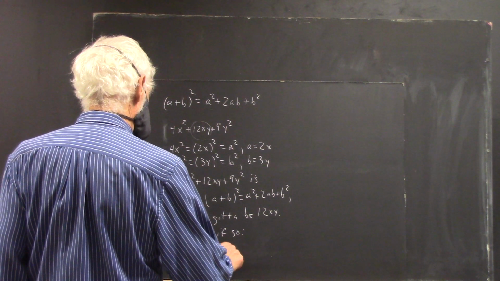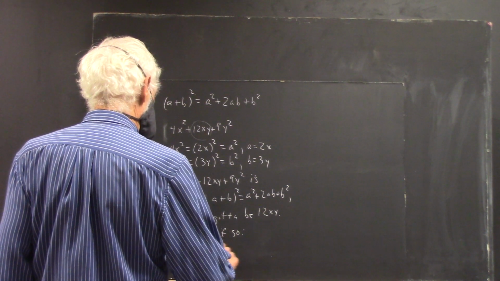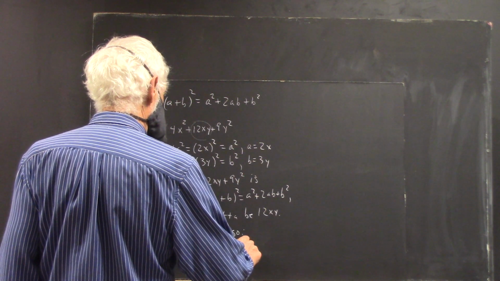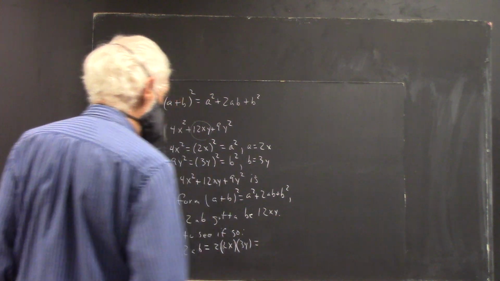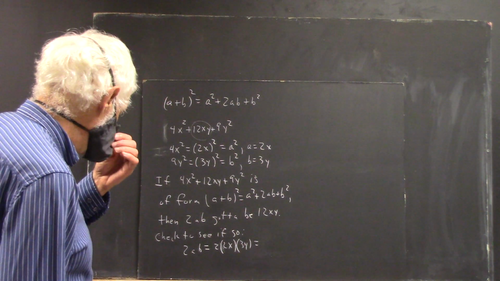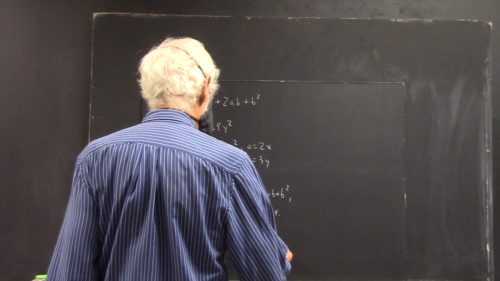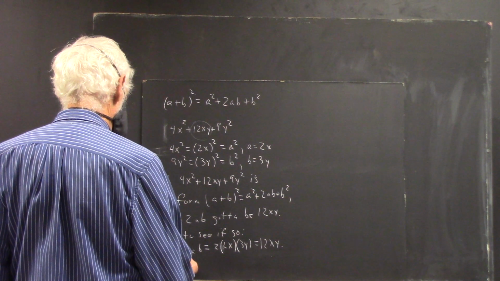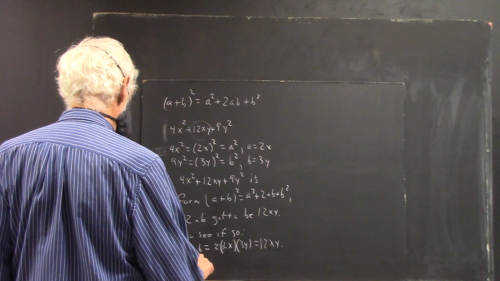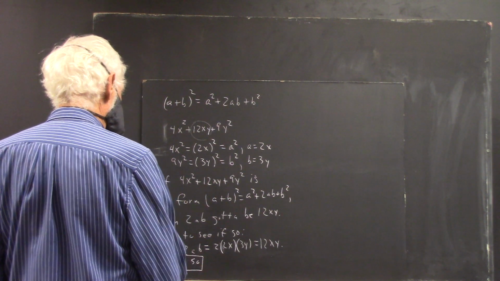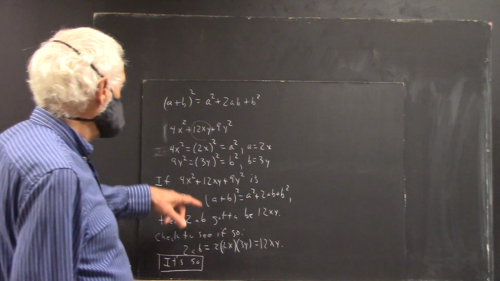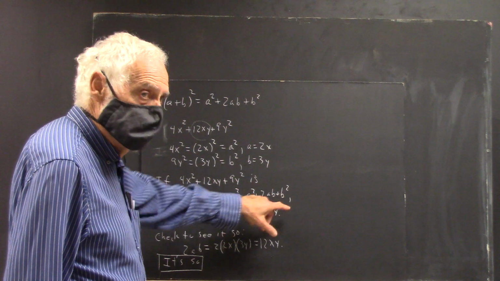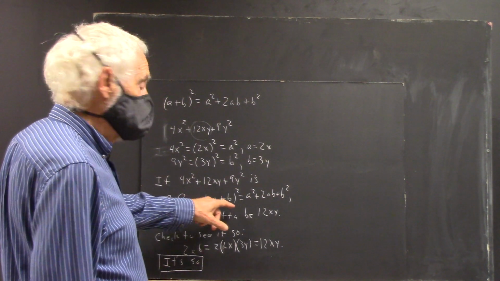2ab would be 2 times a, which is 2x, times b, which is 3y, and if we multiply that out, we get 12xy. It's so. In other words, this is of the form a squared plus 2ab plus b squared, which is just quantity a plus b squared.